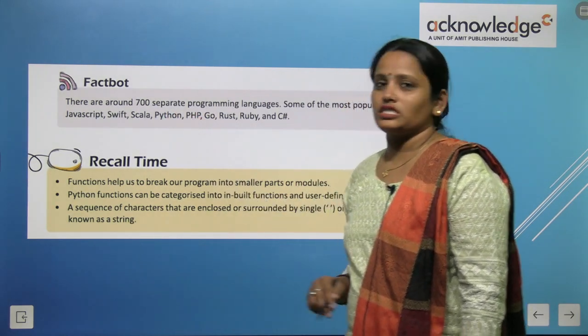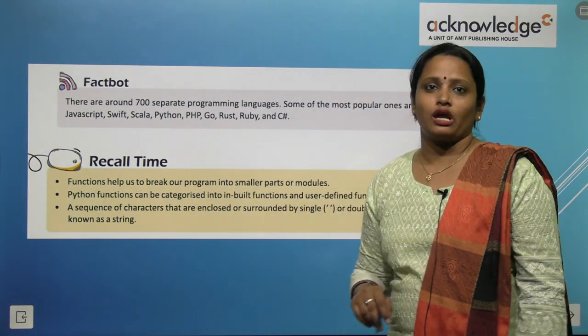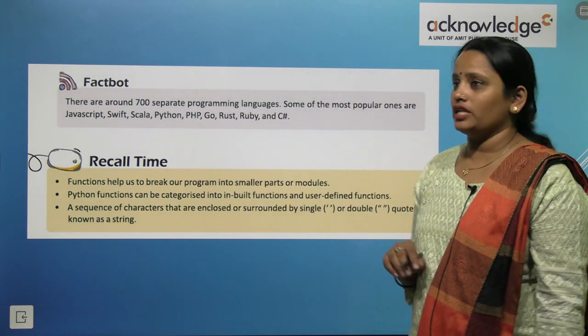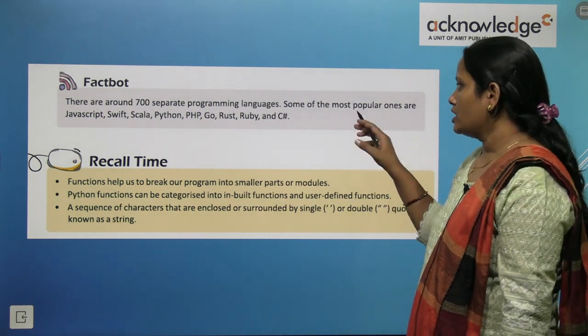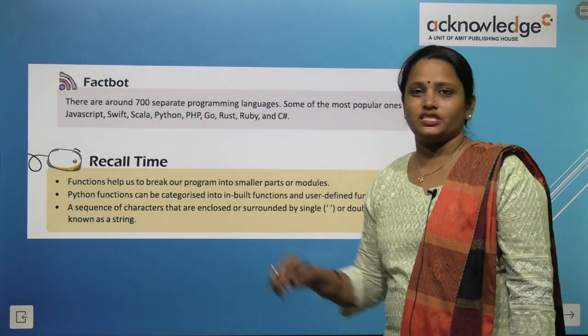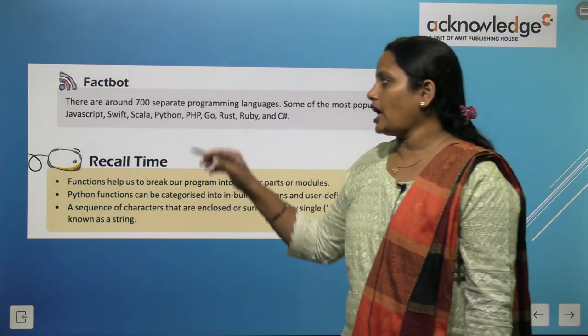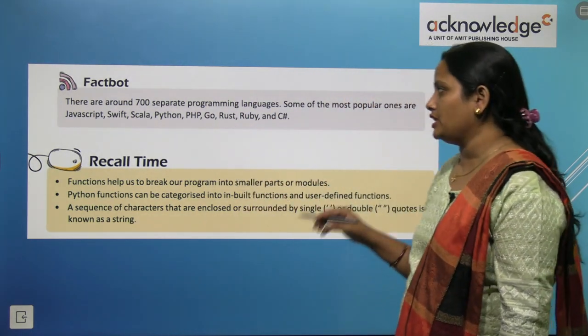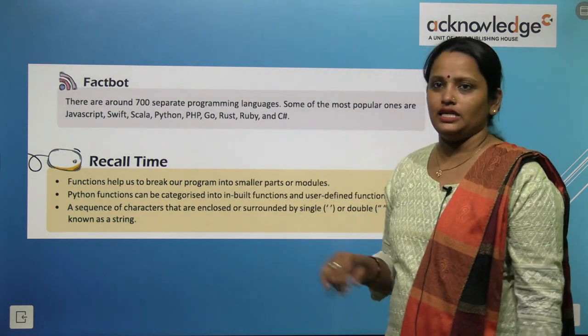There are around 700 separate programming languages. So 700 तरीके के programming languages हैं. Some of the most popular ones are JavaScript, Swift, Scala, Python, PHP, Go, Rust, Ruby, and C.